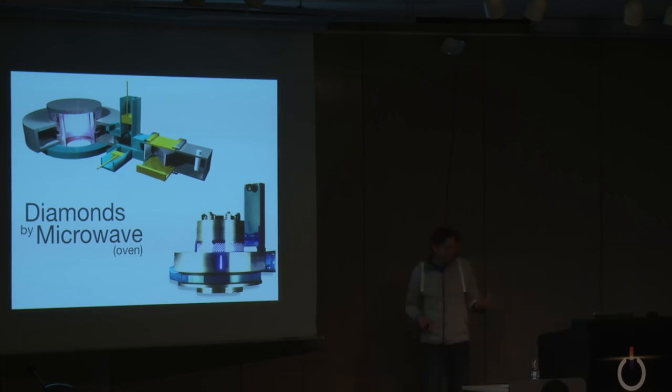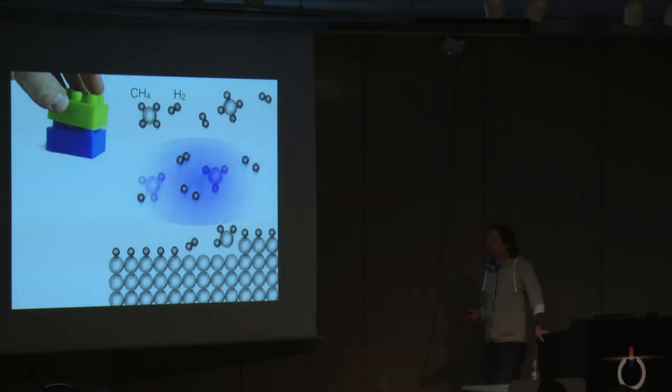Why can we make diamonds from a plasma? Well, we use very specific gases. We use methane as a carbon carrier, CH4. You see here the carbon atom and four hydrogen atoms. And we use hydrogen because we need that for the chemistry. And what happens then here in the plasma ball is that we break those molecules, and we have then the CH3 radical.